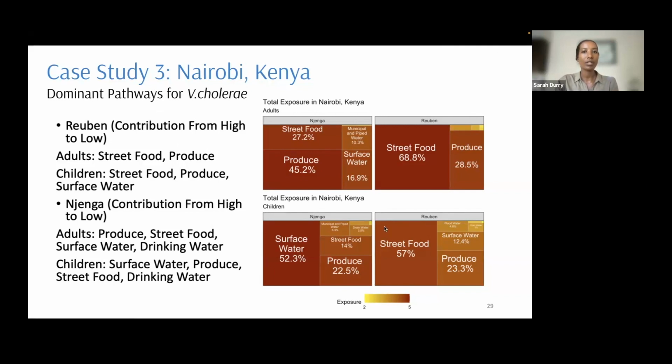that we had a variety of dominant pathways, and they varied a bit across neighborhoods. So in Reuben, from contribution from high to low, adults: street food and produce were the dominant pathway, and children: street food, produce, and surface water. And for Njenga, we had adults with produce, street food, drinking water, and surface water, and children: surface water, produce, street food, and drinking water. It's a mouthful. But essentially, there were many different areas of concern.